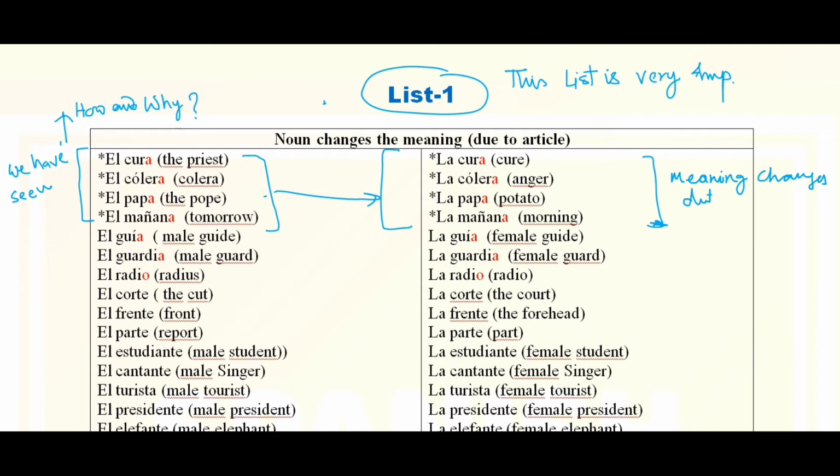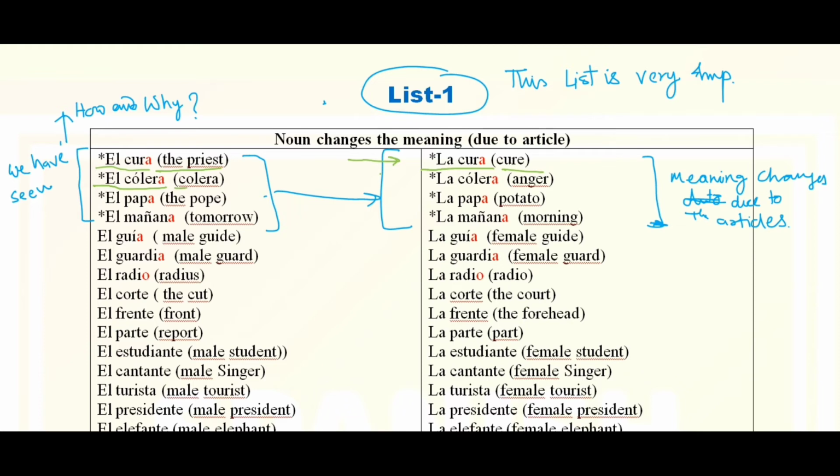Articles can be definite or indefinite, but in this list we have chosen definite articles. Those are el, la, los, las. Now we'll see the examples given. First is el cura. It means the priest. The other side, la cura. Here we have the article la. It means cure.